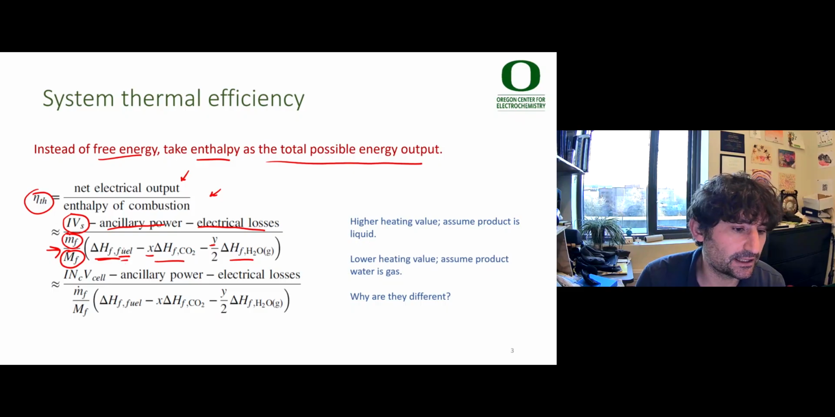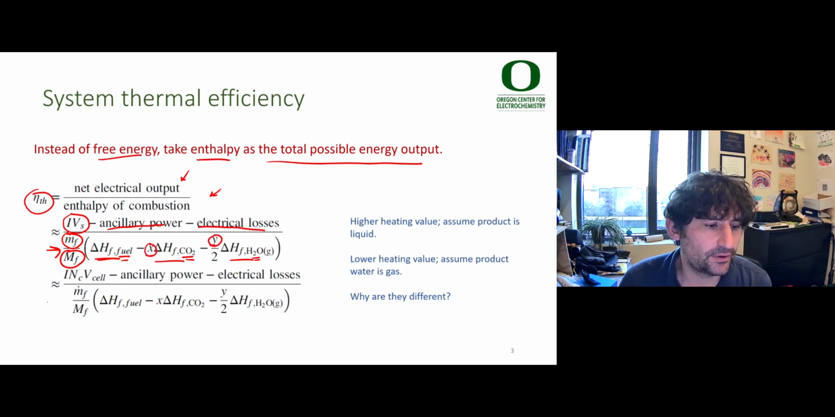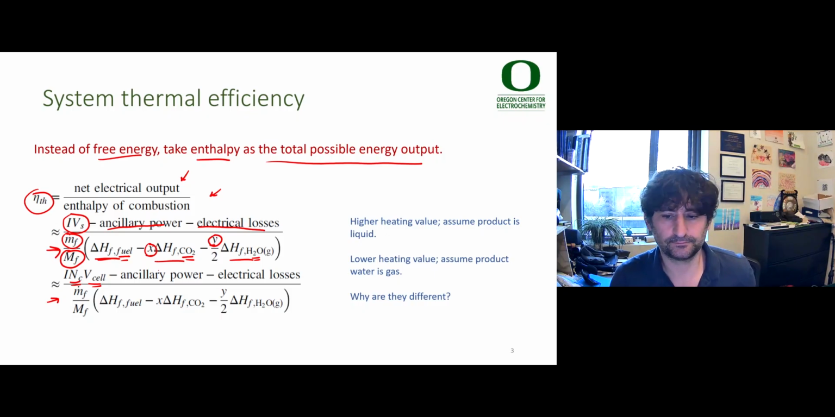So you should be able to take any fuel that has carbon, hydrogen, and oxygen, for example, and combust it, react it with O2 to form CO2 and H2O, and you write a balanced chemical equation for that, and the stoichiometric coefficients go in here. This third equation here now has the number of cells in the stack, NC times V cell, instead of the total stack voltage. Now there are two ways to calculate actually the enthalpy of combustion.